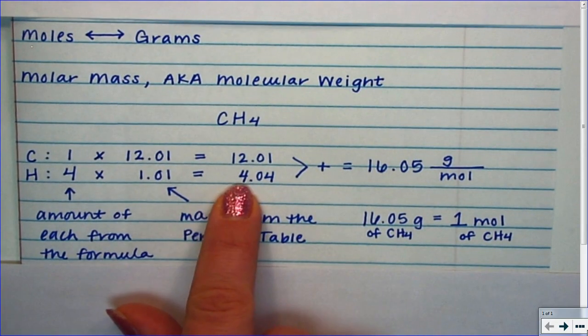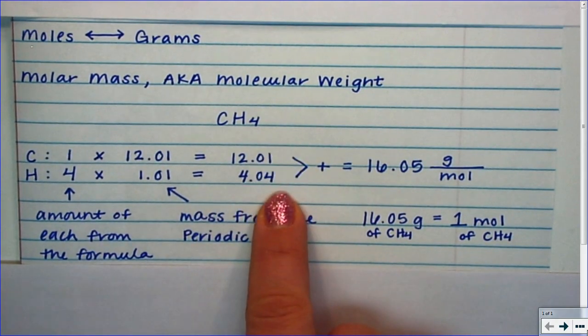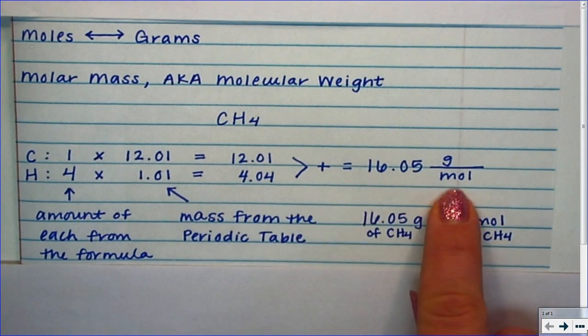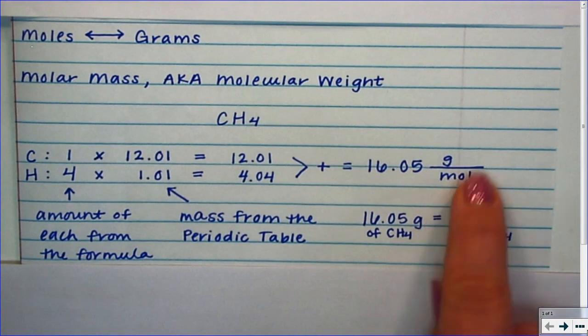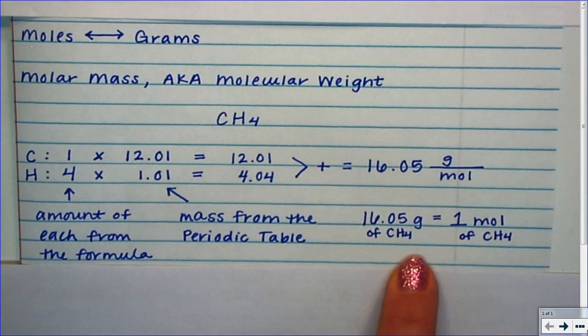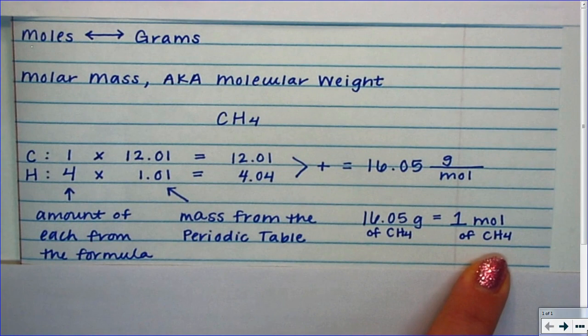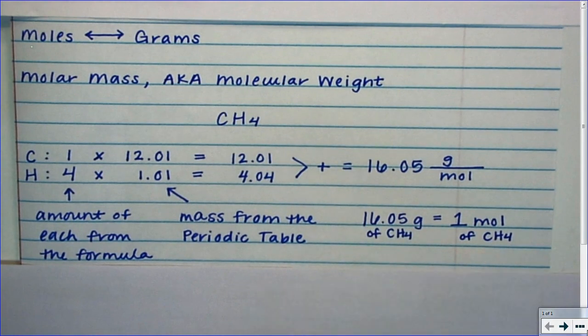It doesn't matter how many numbers you have listed here for your compound, you want to add them all together. In this case we have 16.05 and our units will be grams over moles, which is the same thing as what I have written here: 16.05 grams of CH4, or methane, equals 1 mole of CH4, or methane. And so you can apply this work to any formula that you're given so that you can go ahead and calculate moles to grams or the vice versa of that.